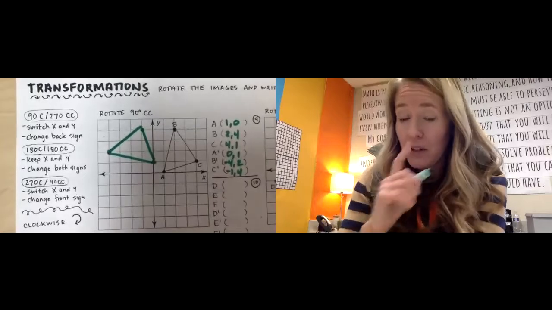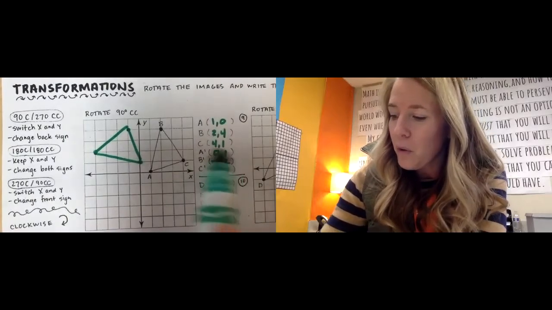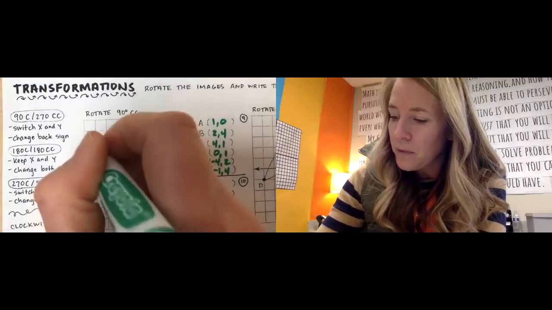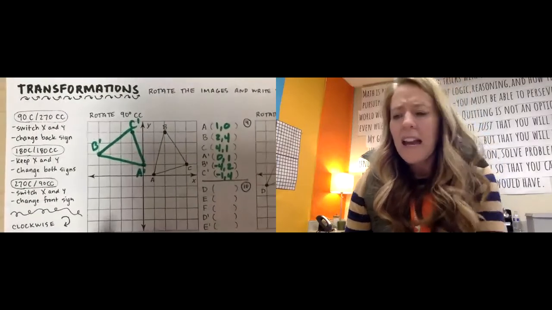Okay, so then you just connect them. I'm going to have to do it for a second so I can connect them decently. And if you're not sure what goes where, just remember, you've got your coordinates written down: A prime was at 0, 1, B prime was negative 4, 2, and C prime was at negative 1, 4, okay? And it should make sense.